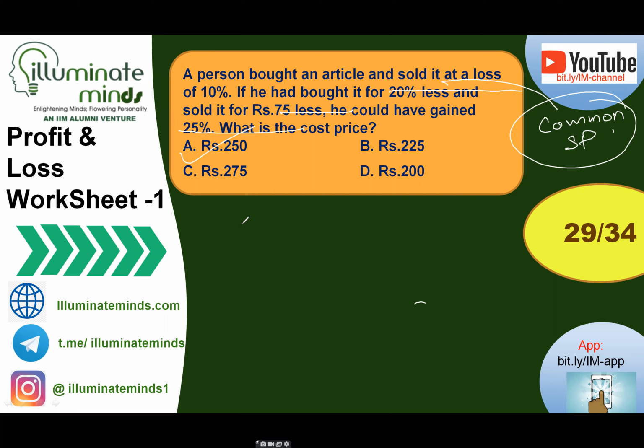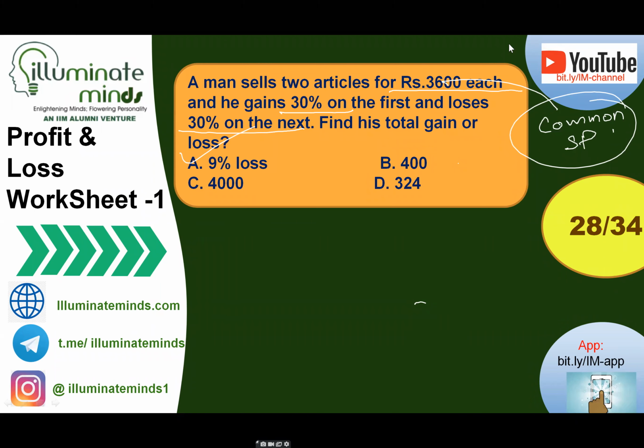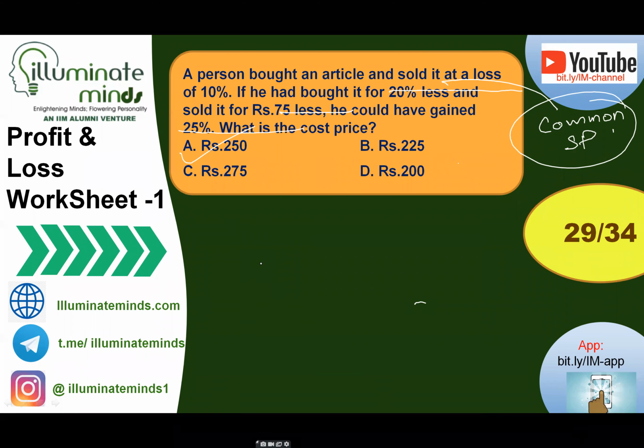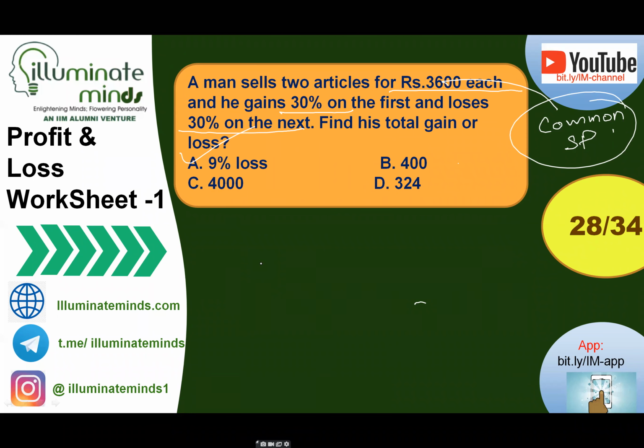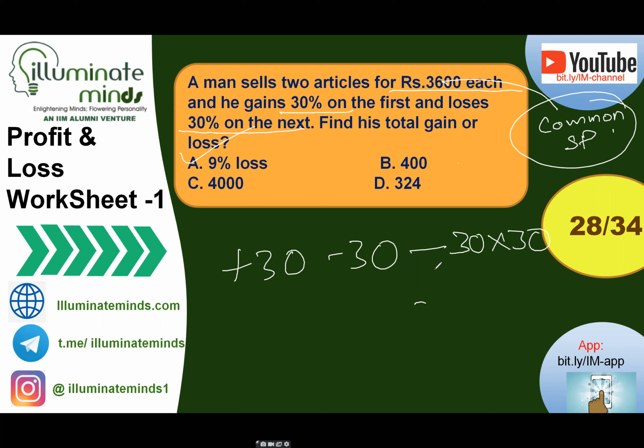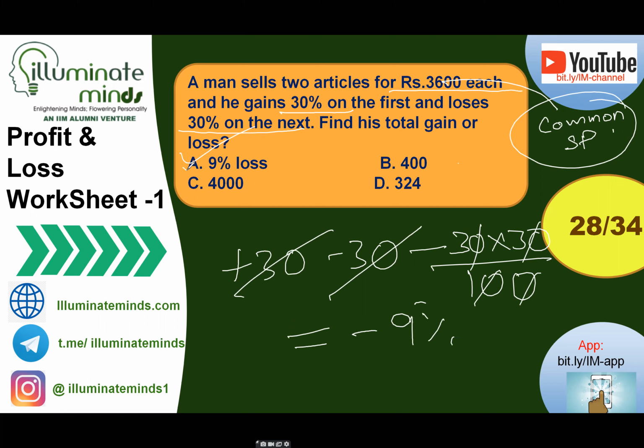So I will go with the same thing. Okay, just a minute. Hold on, guys. So let's move to the last slide. Yeah, common CP. I mistook it to be common SP. So plus 30% minus 30%, plus minus minus, again the same thing as you did in the last question. So this will be equal to minus 9%. That is 9% loss. Okay, guys.